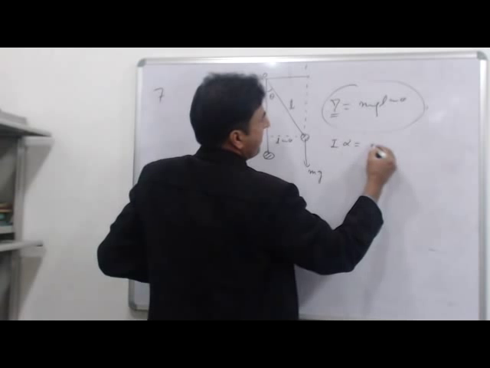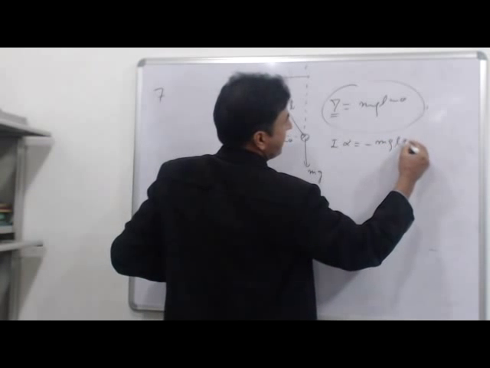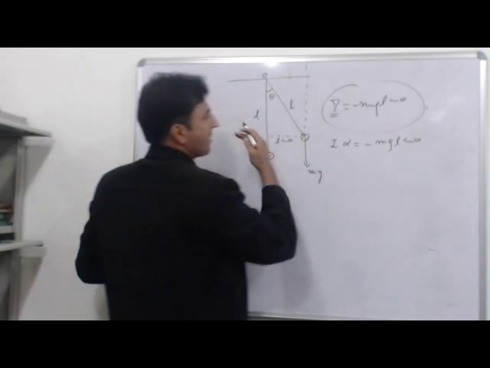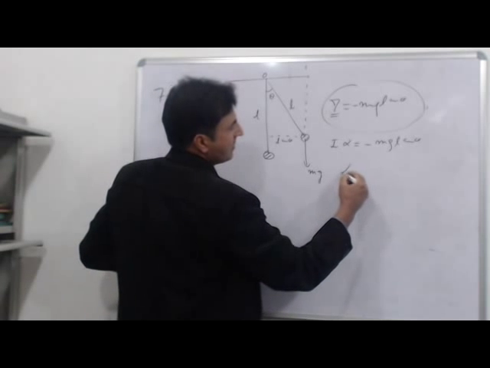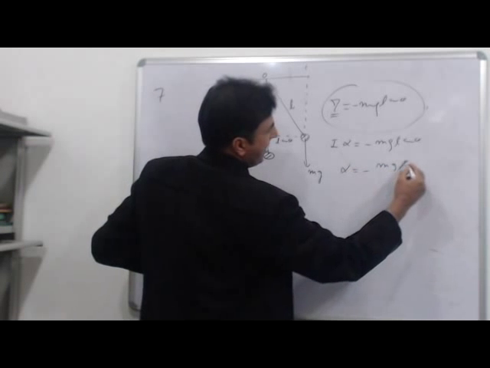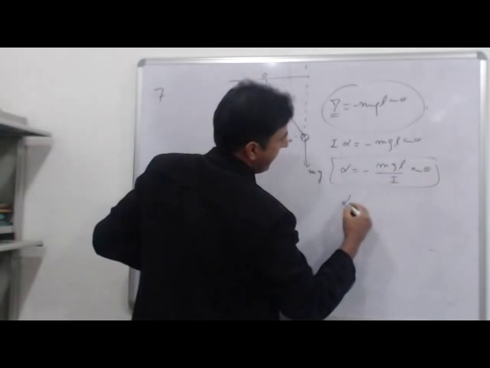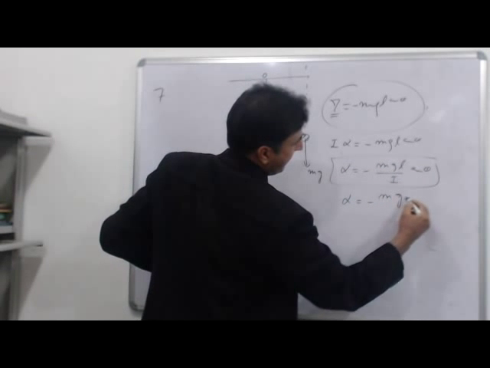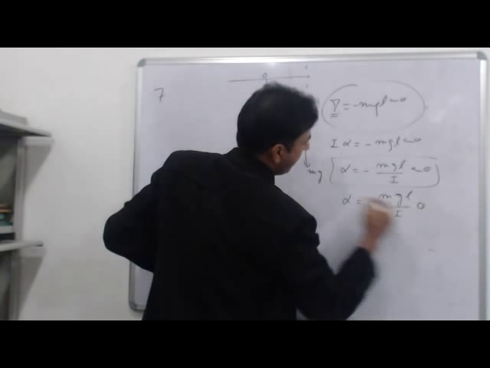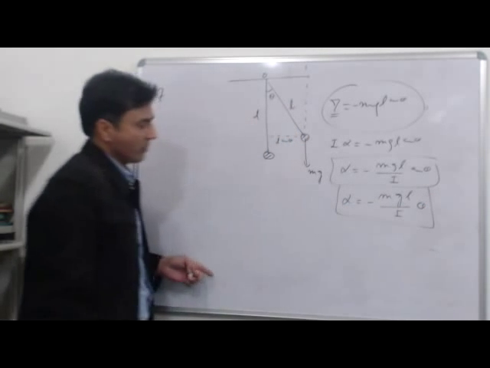I alpha is the same as minus mgL sine theta. Negative sign because the torque tries to restore it back to the mean position. Alpha is minus mgL by I sine theta. If theta is small, then alpha is equal to minus mgL by I theta. Again, we can say it is simple harmonic motion.